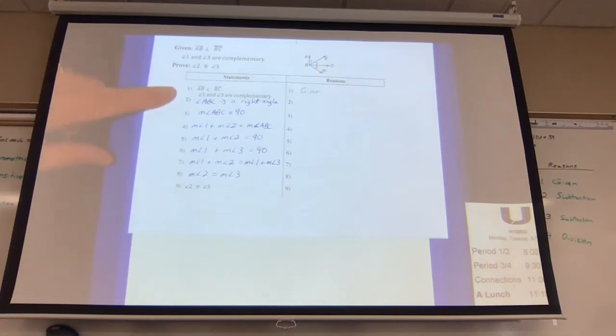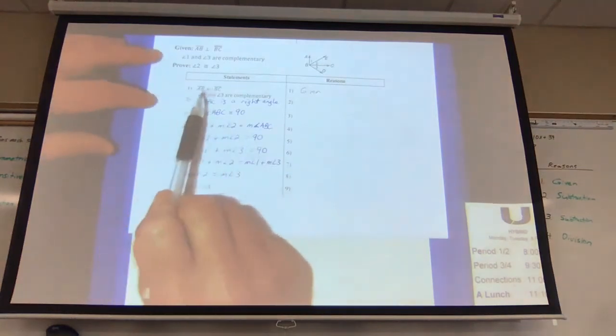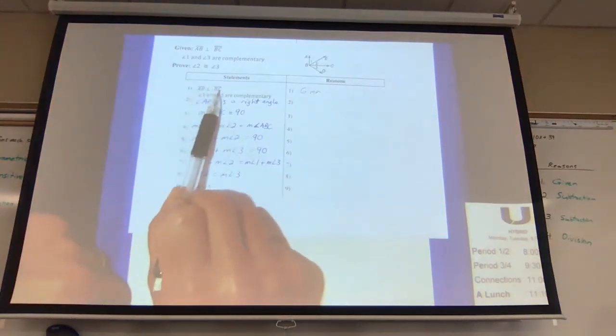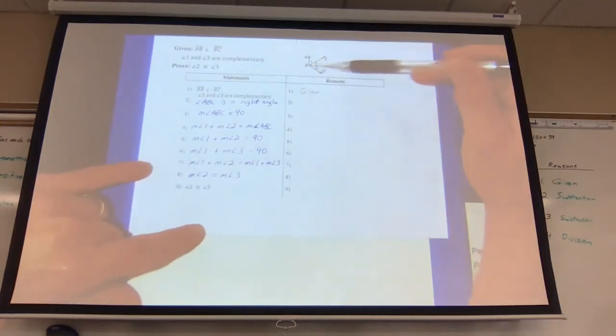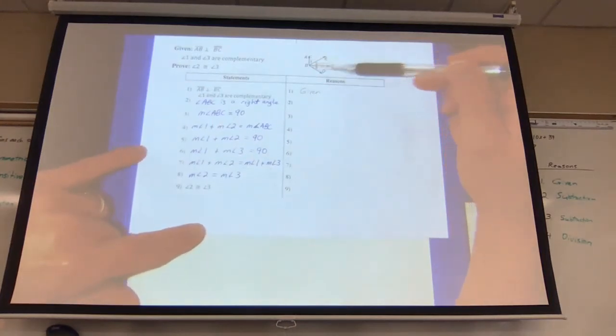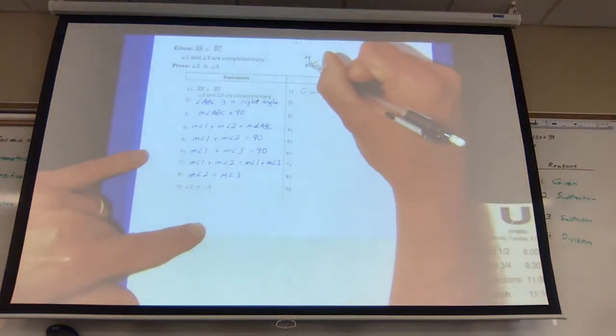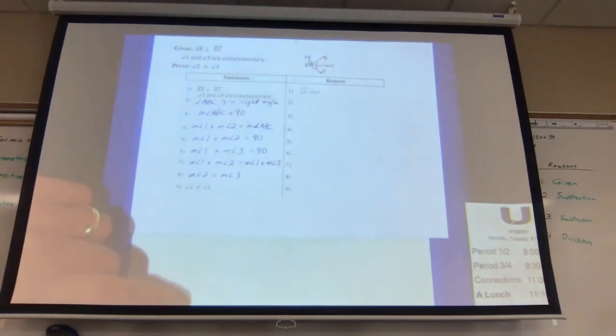In step 2, it says that angle ABC is a right angle. Now here's where that's coming from. In your first step, we said that AB and BC were perpendicular. If you go to your picture, AB and BC are perpendicular. That means they're going to form a right angle where they meet. So here's AB, here's BC. They're going to form a right angle. I'm just going to put a little box in there to show that. They're going to be forming a right angle.